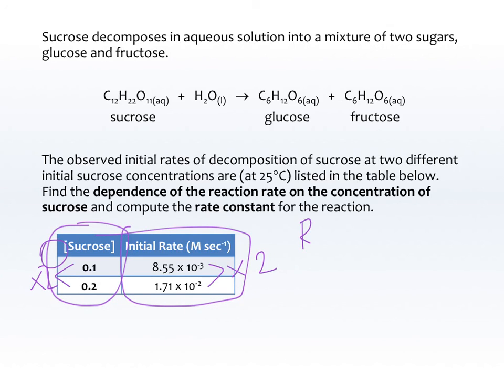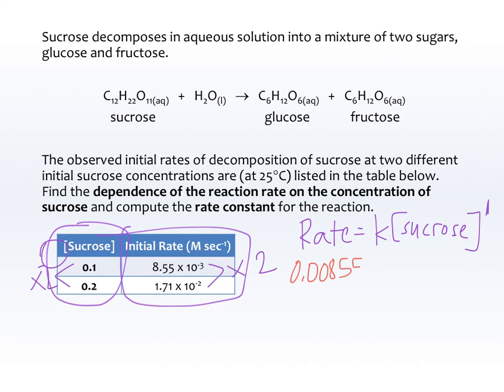So the rate law is rate is equal to K times sucrose, or C12H22O11, to the power of 1. It's first order. The dependence of the reaction rate on the concentration of sucrose is when sucrose doubles, the rate also doubles. So now we're going to solve for K. The rate, it doesn't really matter which one you pick. I'm going to take the first one.